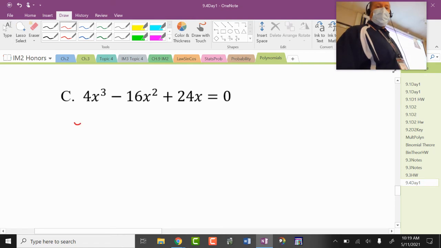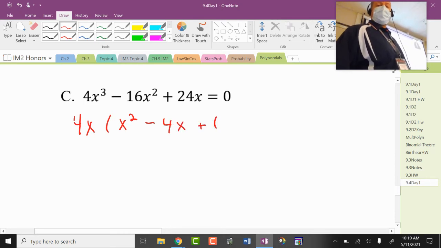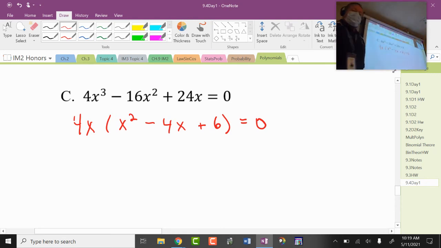Okay. So I think we know there's a 4x there we can pull out. Come on, computer, you can make it. We're almost done this year. Minus 4x plus 6. Oh, no. I already know we got a problem.